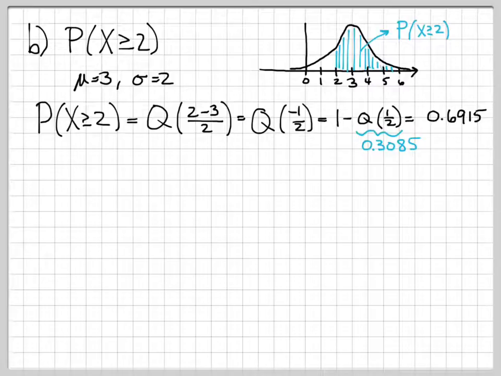If I had integrated the entire PDF, I would have gotten 1. If I had integrated from just 3 up to infinity, I would have gotten 0.5. So the fact that I integrated something in between there and got a number in between 1 and 0.5 seems like a reasonable answer.